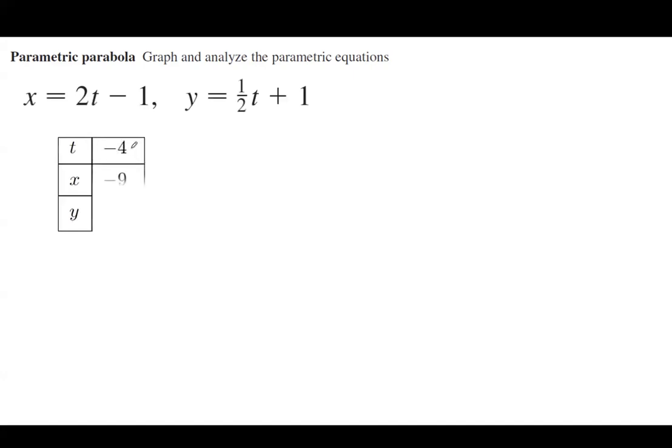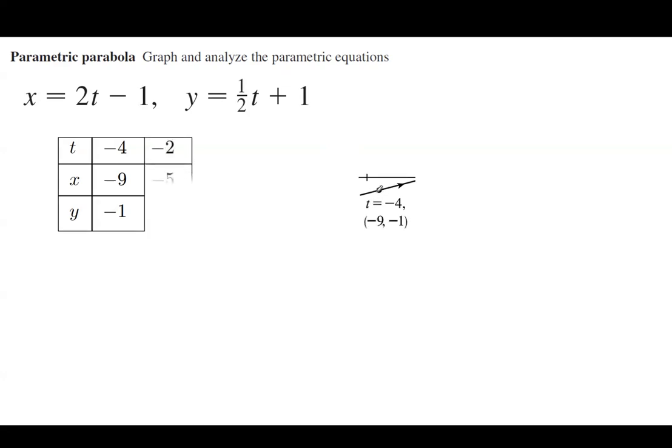If t is equal to -4, x becomes -9 and y is -1. So when t is -4, -4 times 2 is -8, minus 1 gives you -9. And when t is equal to -4, a half times -4 becomes -2 plus 1, which is -1. With the same calculation, we can plug in different values for t and find the values for x and y. So when t is equal to -4, you have this point in the xy plane.